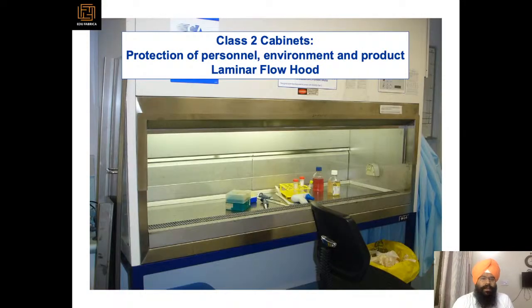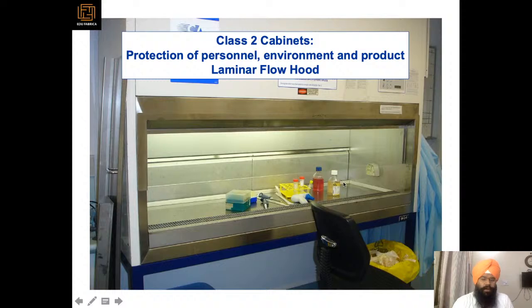And this is the class 2 cabinet, which provides protection of the personnel, environment, and product with laminar flow. Here there is a glass front, and there is laminar airflow from the top. So the air is not able to go from outside to inside. The flow is made from inside to inside only, and no air can enter from the outside.